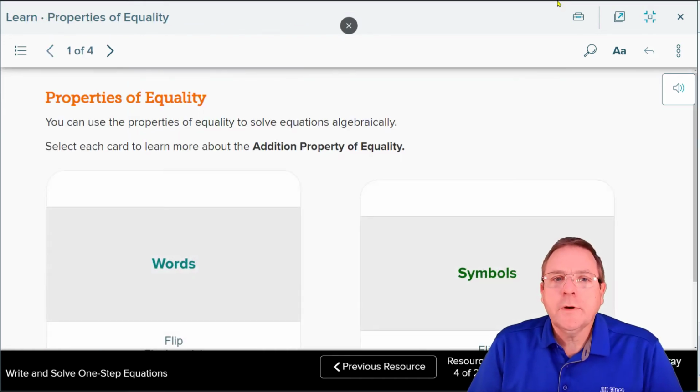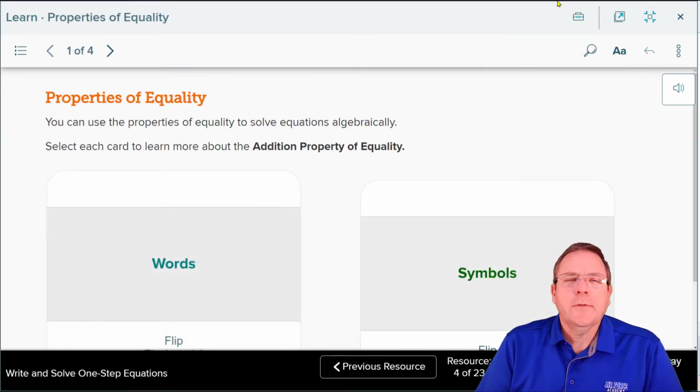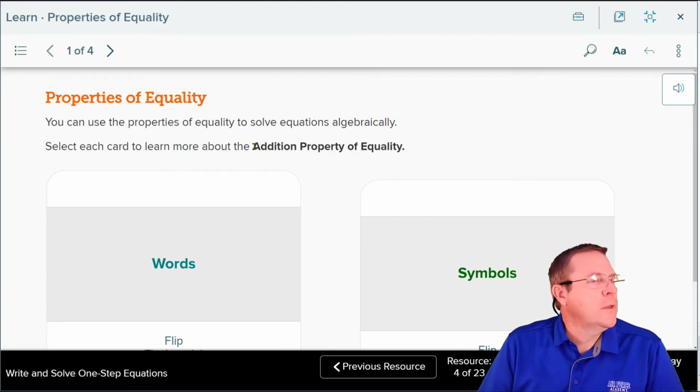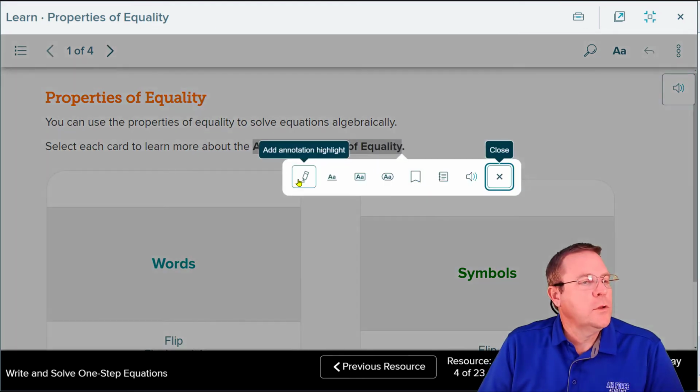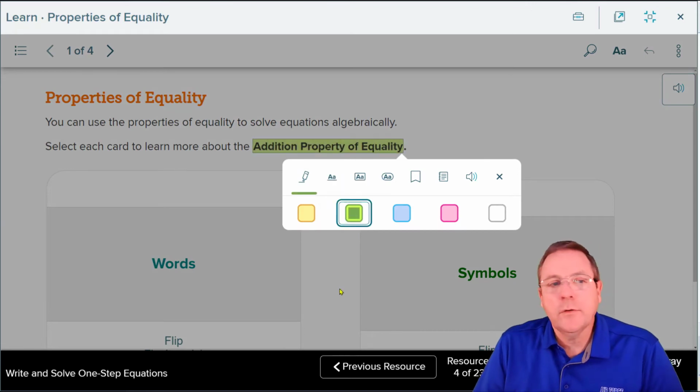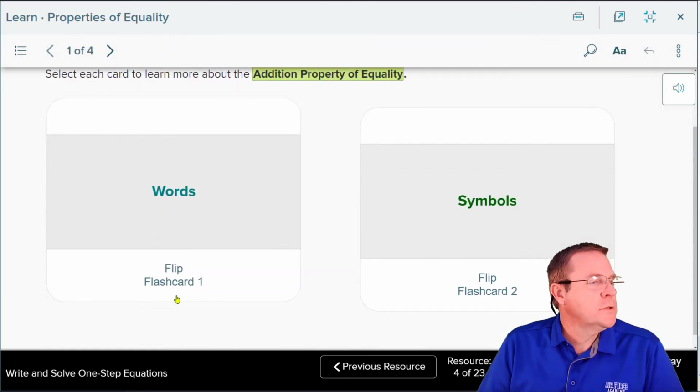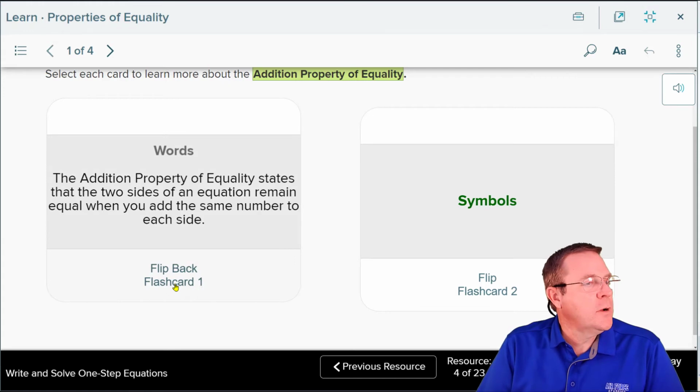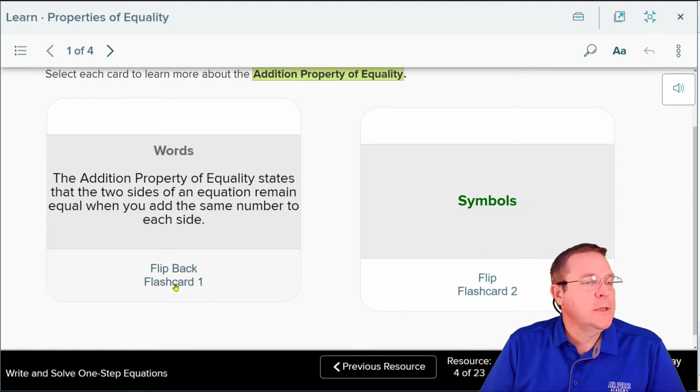But as much fun as algebra tiles are to play with, they're not really an effective way to solve equations when we have a whole bunch of them to do. So instead of using algebra tiles, we're going to use this little thing called the addition property of equality. You're going to need to highlight that. That's one of your vocab words, and the definition of it says that the addition property of equality states that the two sides of an equation remain equal when we add the same number to each side.